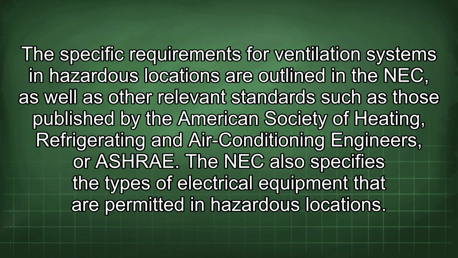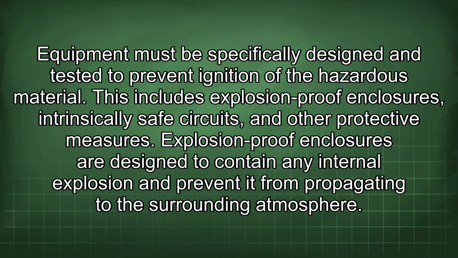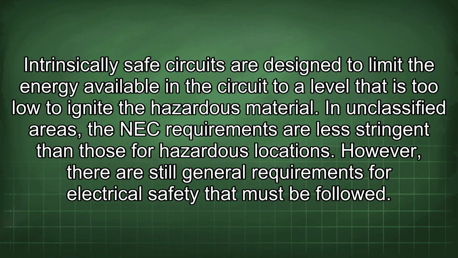The NEC also specifies the types of electrical equipment that are permitted in hazardous locations. Equipment must be specifically designed and tested to prevent ignition of the hazardous material. This includes explosion-proof enclosures, intrinsically safe circuits, and other protective measures. Explosion-proof enclosures are designed to contain any internal explosion and prevent it from propagating to the surrounding atmosphere. Intrinsically safe circuits are designed to limit the energy available in the circuit to a level that is too low to ignite the hazardous material.